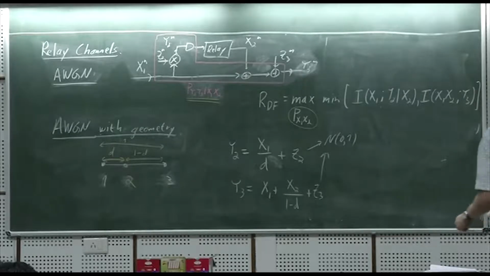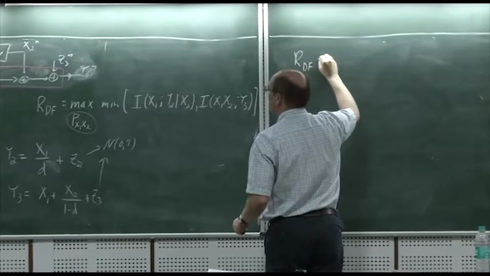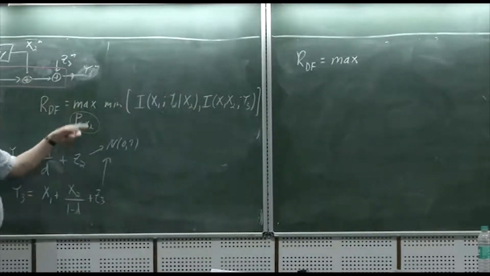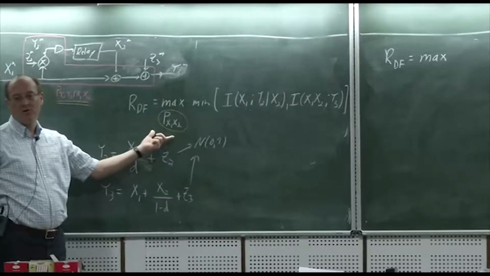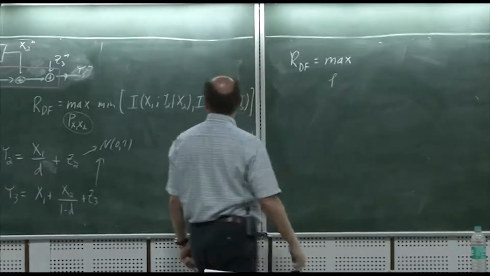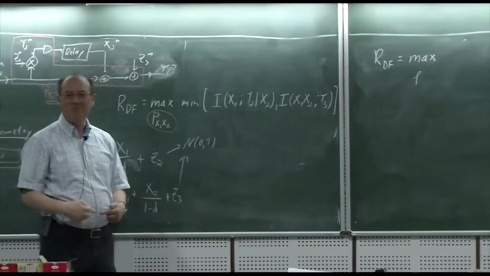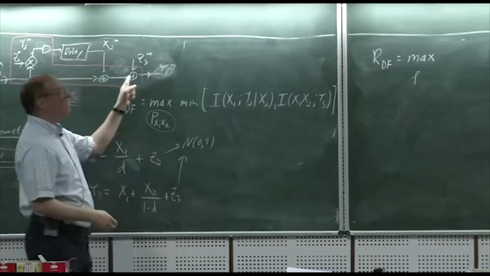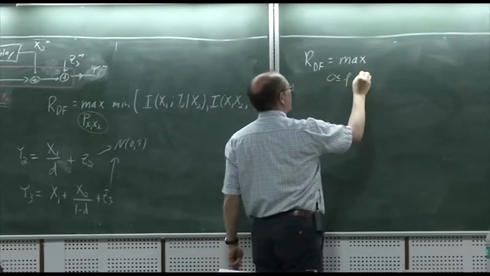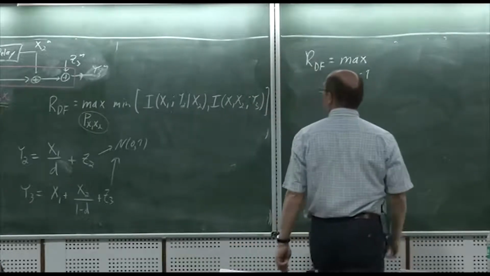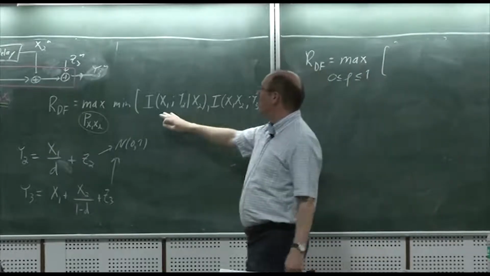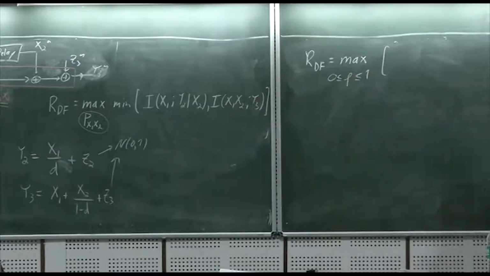So R_DF is in fact going to be the max, and now we're allowed to do any joint correlation, so we're optimizing over a correlation coefficient, rho. And of course it makes no sense to have negative correlation, because if we have negative correlation we'll reduce the energy at the receiver, so we only need to optimize over correlation coefficients between 0 and 1. So now we have to calculate what this is. Okay, so let's go and do that.